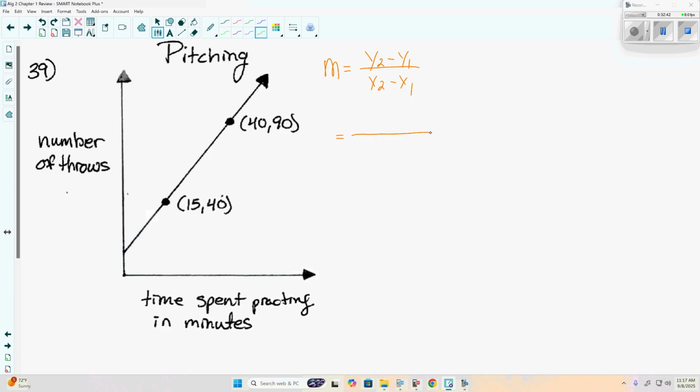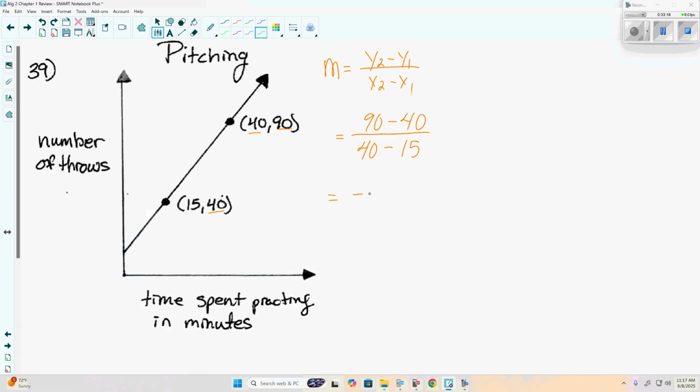Now they did give us 2 points. They did not tell us the y-intercept, so we can't just plug it in as y equals mx plus b. So our two y values are going to go on top, 90 and 40. The corresponding x value for 90 is 40. Corresponding x value for 40 is 15. Now at this point here, you can plug that into the calculator, because it will do 90 minus 40 over 40 minus 15 and give us our value for the slope.